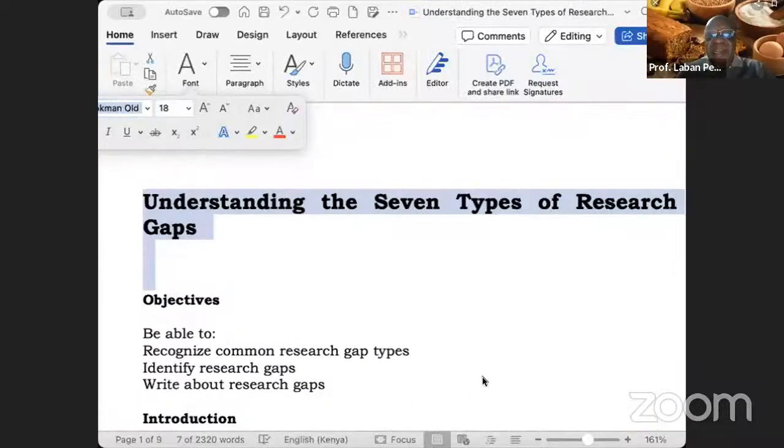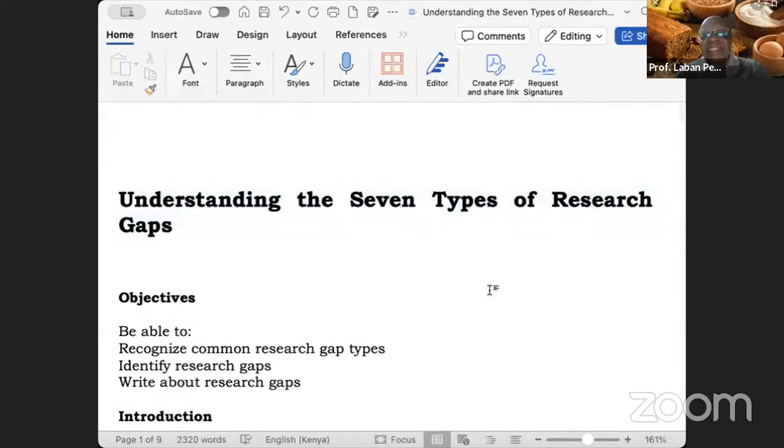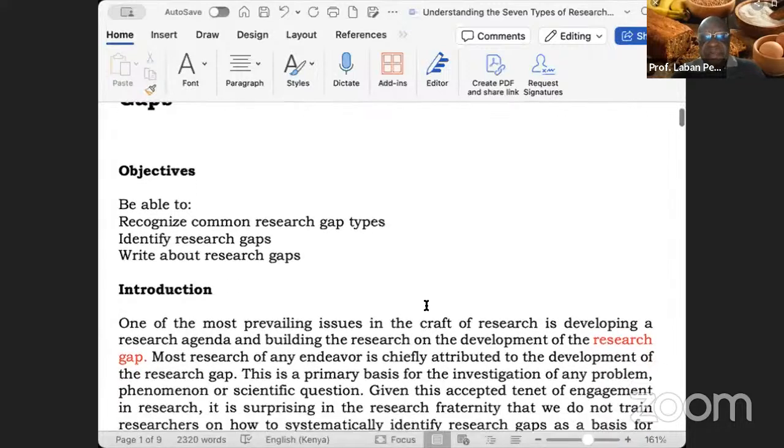Because this is how I'm going to develop the lesson. So, understanding the 7 types of research gaps. And these gaps will be found when you engage with your literature review. So the objective here is to recognize the common research gap types, identify the research gaps, and write about the research gaps in what you're calling your literature review.